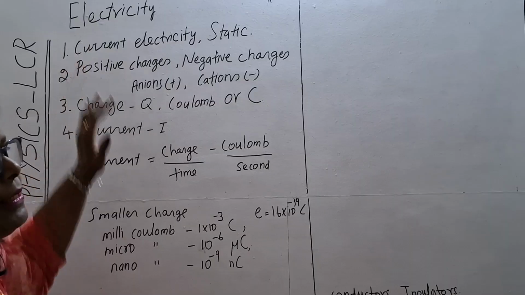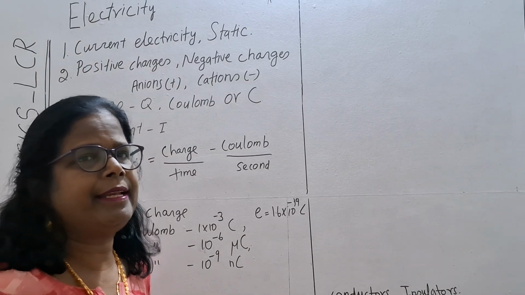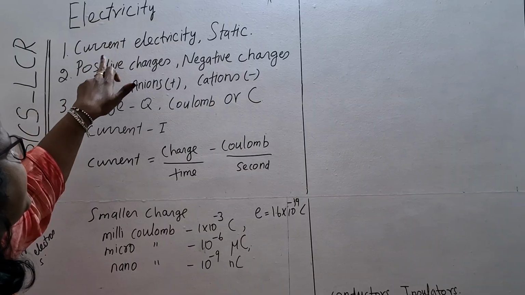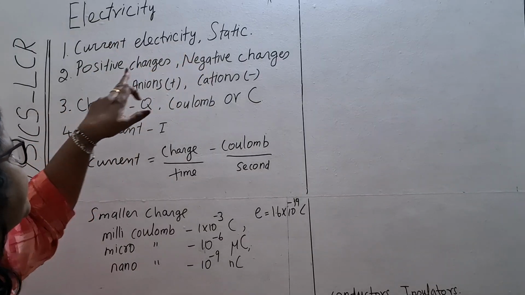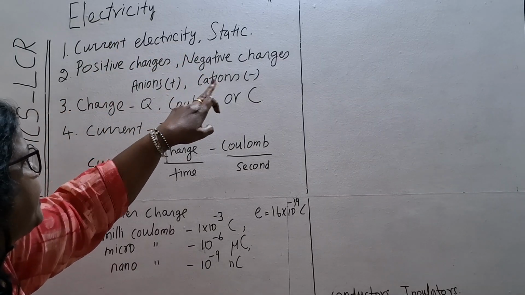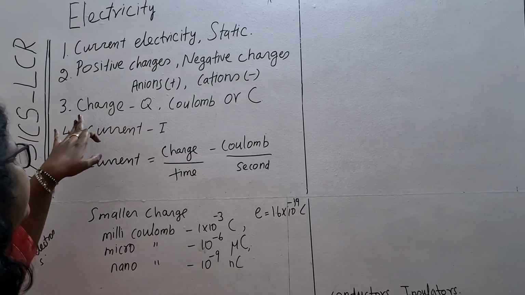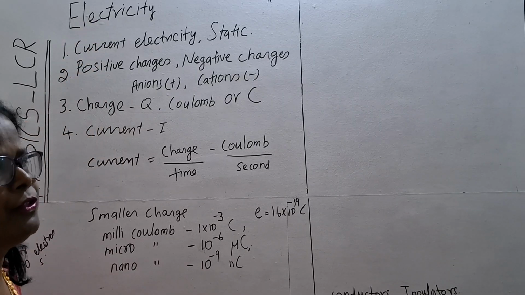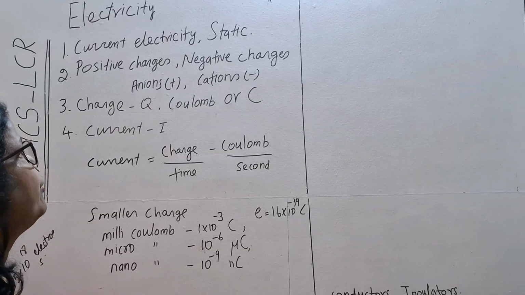Today I am going to teach electricity. That is a class 10 level. In electricity, we will see current electricity, static electricity, positive charges, negative charges, ions, charge, then current. These are the things we are going to see today.